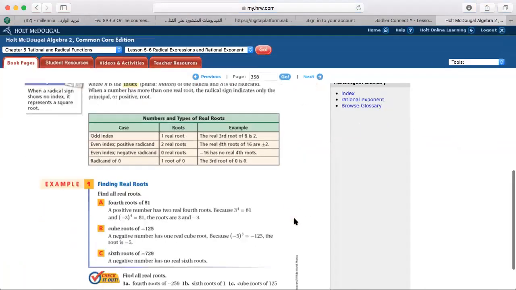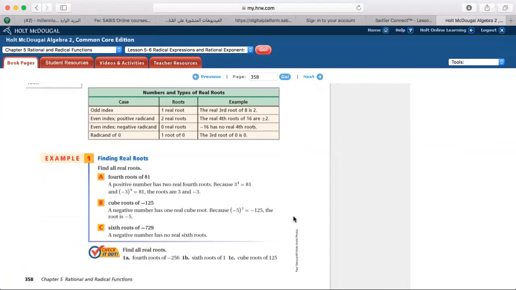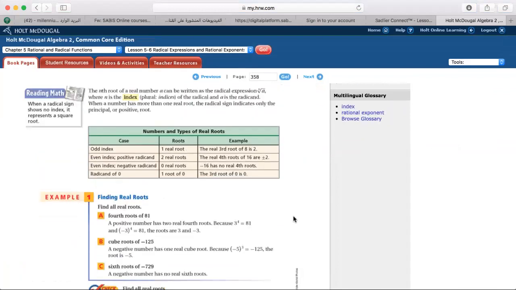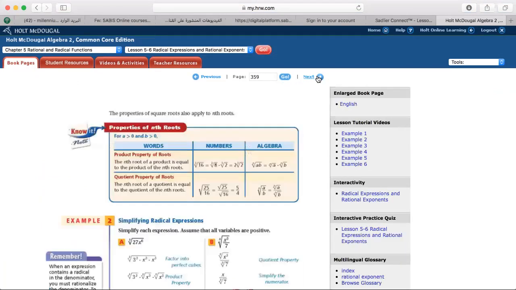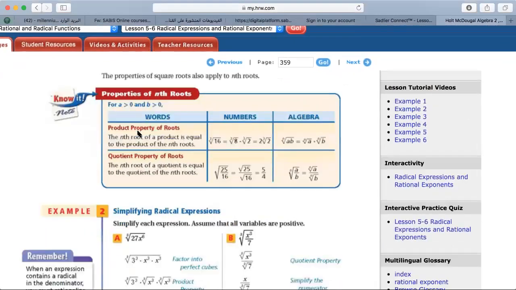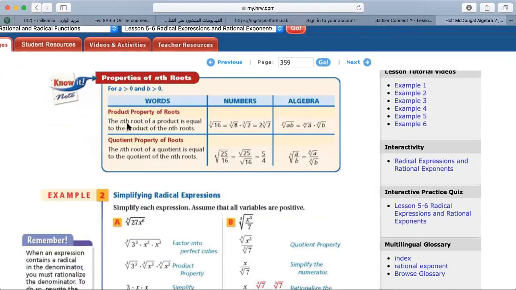Okay, girls, we solved some problems for this case, and we were going to continue with the properties of the nth roots. Okay, product property of roots.